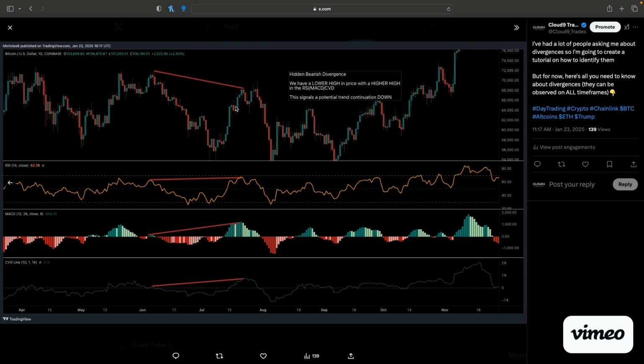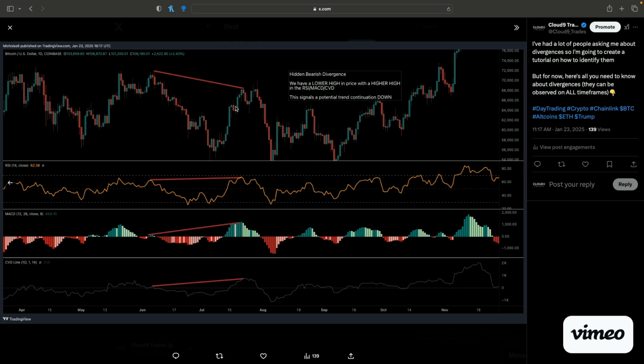I would like to note as well that you don't need to see the divergence on all of the oscillators. Seeing it on just one in a lot of cases is enough. However, if you do see it on multiple or even all of them, that's just another level of confluence that you can use for your trade entry. And this is the one technical that I use for every single trade. You will not see me taking a trade without identifying divergences.